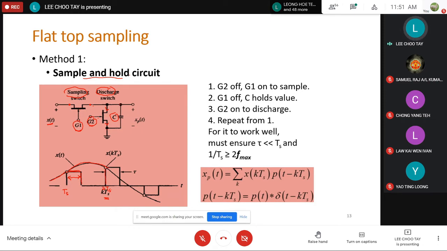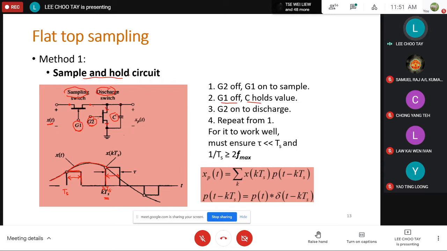Then of course we turn off G1 and turn on G2 again. We turn off G1 so the capacitor will hold the charge, and this will last as long as the duration of a pulse. And then to turn off our pulse, we turn on G2 so that the capacitor will discharge.